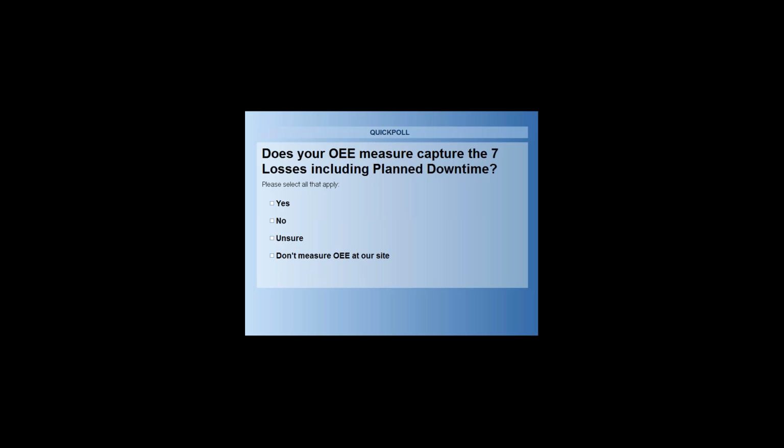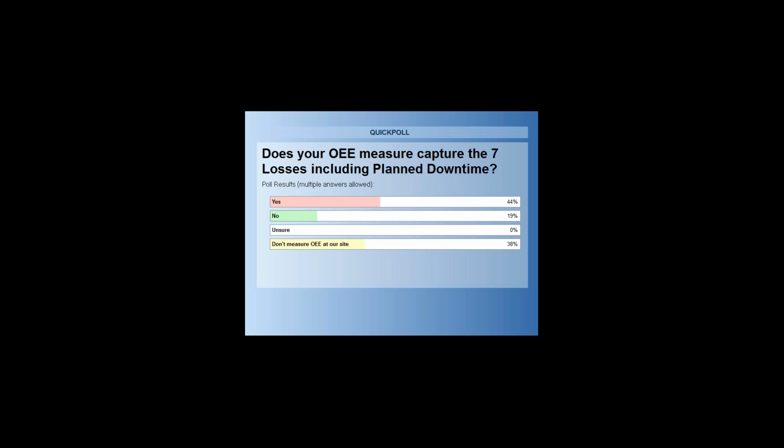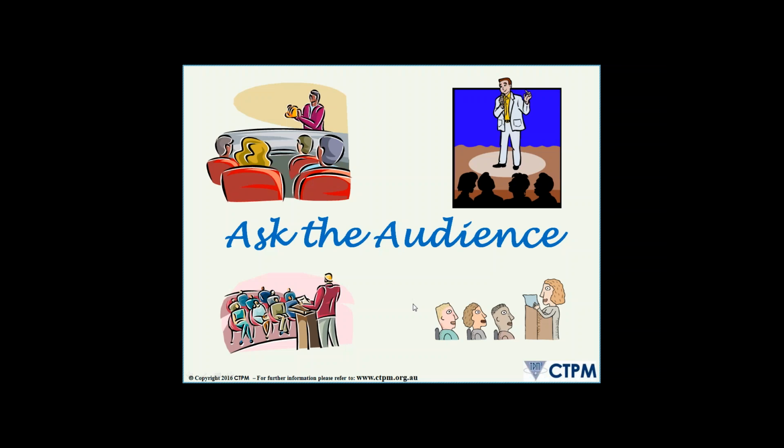So we're just getting the poll now. I think it's getting close to being finished. Just waiting for the results to come along, and bingo, we have the results. So 44% of the audience do look at the whole 7 loss model. 19% don't use the 7 loss model, and 38% don't measure OEE at all. So hopefully those who don't measure OEE will get some insight into it from today's webinar.